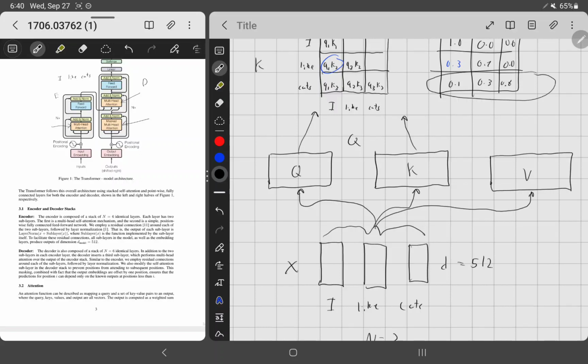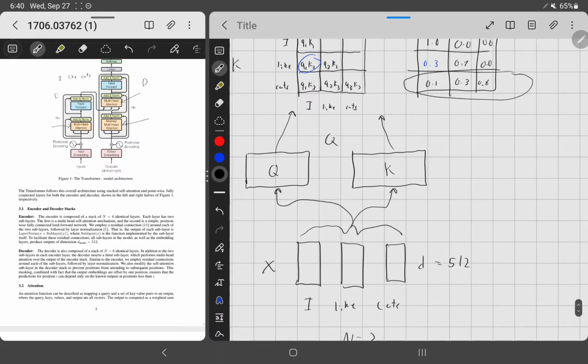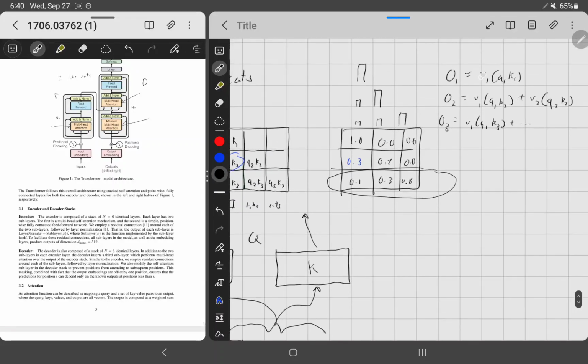So for your values, you don't actually need these here. You can just use your original inputs. For the word I, it's a lot easier to think about if you don't have your values here. So in this case, this would be X1, so your new output is just X1.